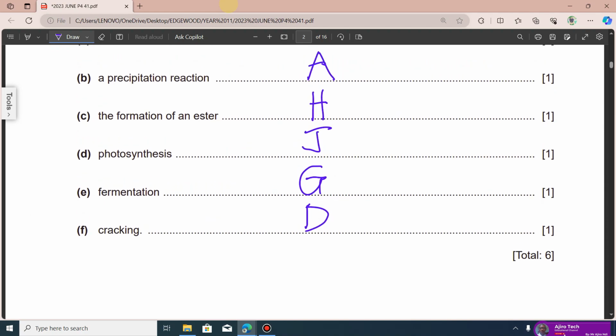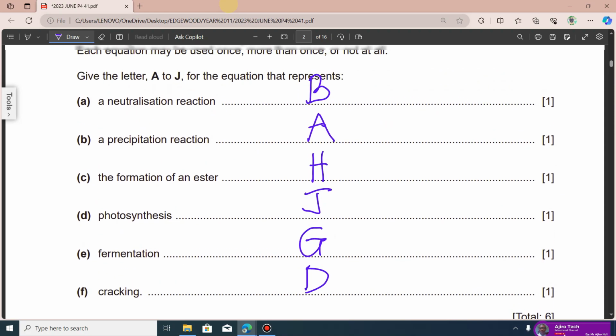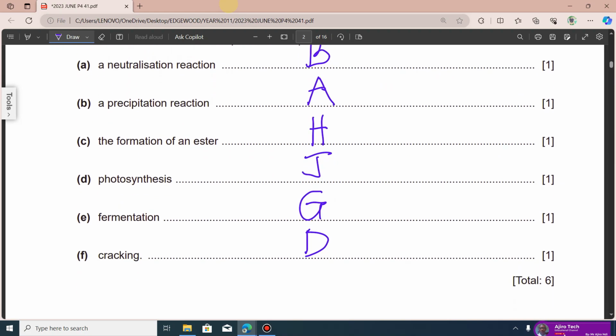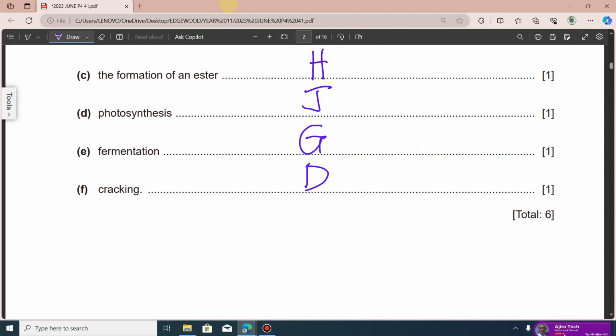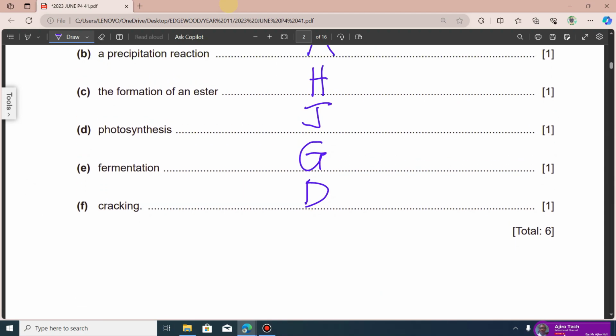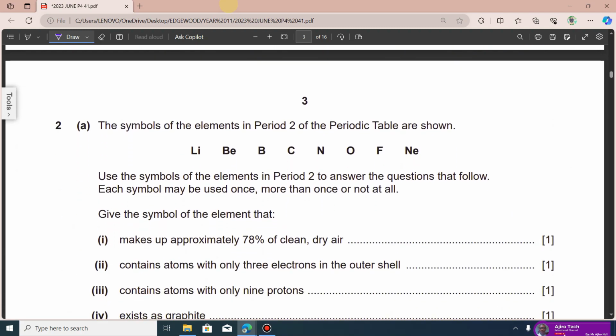So that is how to answer these questions. Of course, you need the knowledge of every form of symbol and equation that you've learned in chemistry, and that would help you to give answers to questions like this. All right, read further to understand most of these equations. Now, let's go to the next series of questions.